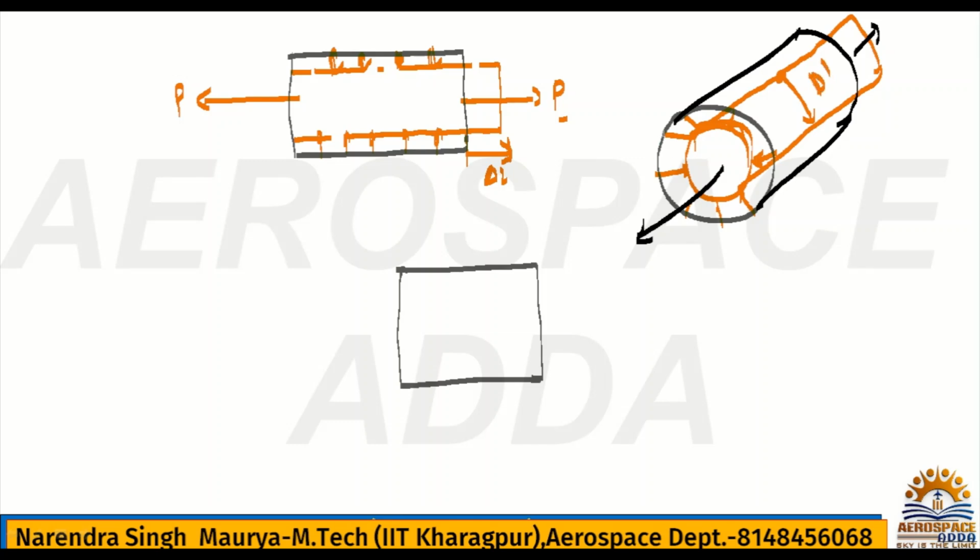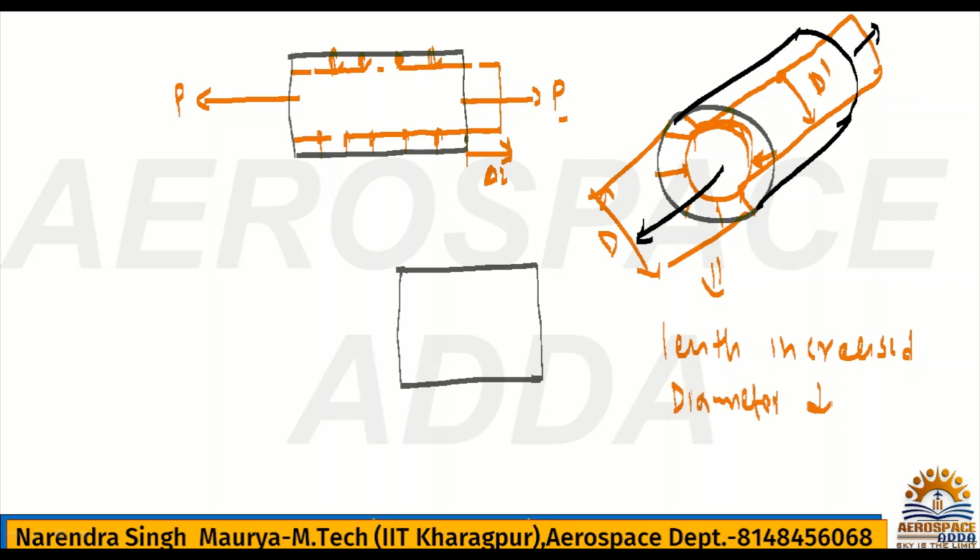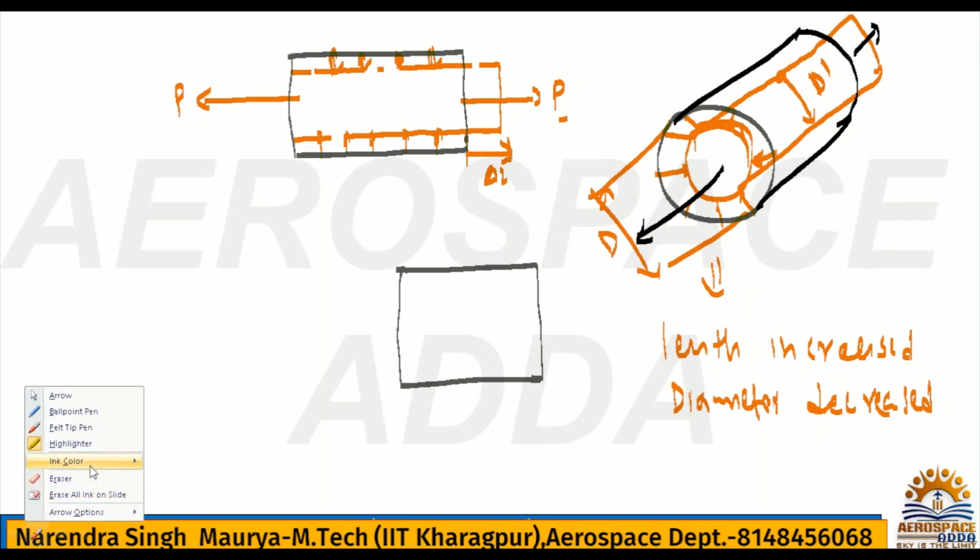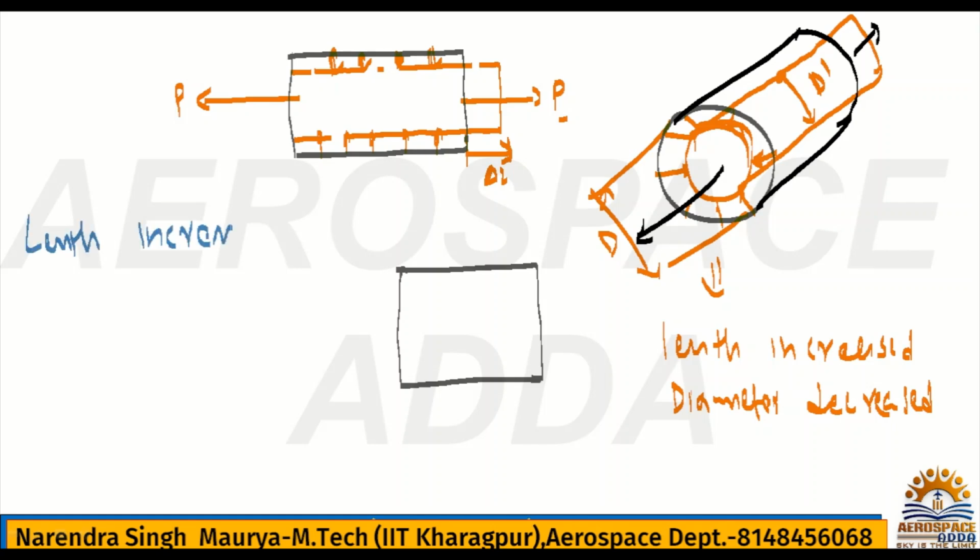This is now d dash. Earlier it was capital D, but now it becomes d dash, which means the diameter is reduced. Length increased, but diameter decreased. So what is happening here? Whatever the increment we have in length is called the linear strain.